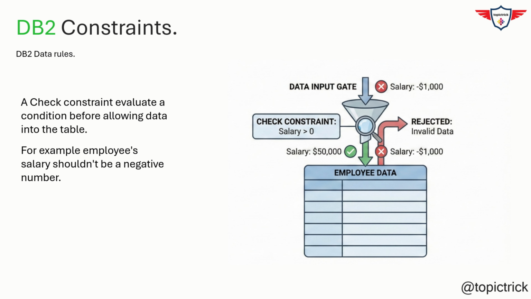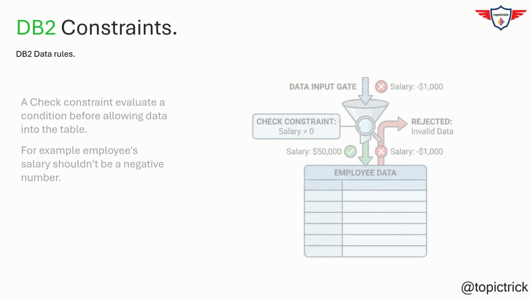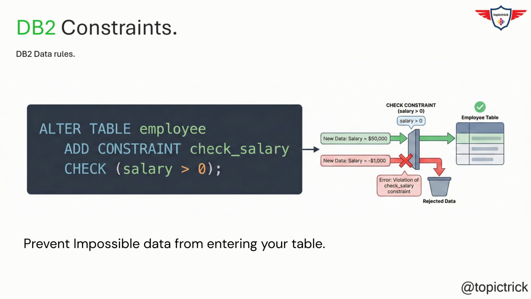Now, here's where it gets interesting. Check constraints. Sometimes you need more than just uniqueness. You need your data to make sense. For example, an employee's salary shouldn't be a negative number, right? A check constraint evaluates a condition before allowing data into the table. Here's the code. Alter table employee, add constraint check_salary, check (salary > 0). This rule ensures every salary entered is above 0. If you try to insert a -5, DB2 will block it. This is how you build intelligent databases that protect themselves from bad data.